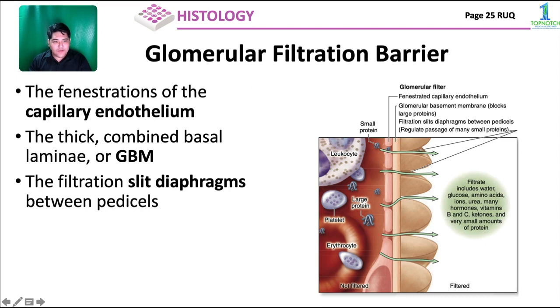So, the components: you have the fenestration of the capillary endothelium, this one. And then you have your thick basal lamina, or your glomerular basement membrane, this one. And the third component is the filtration slit diaphragms between your pedicels.